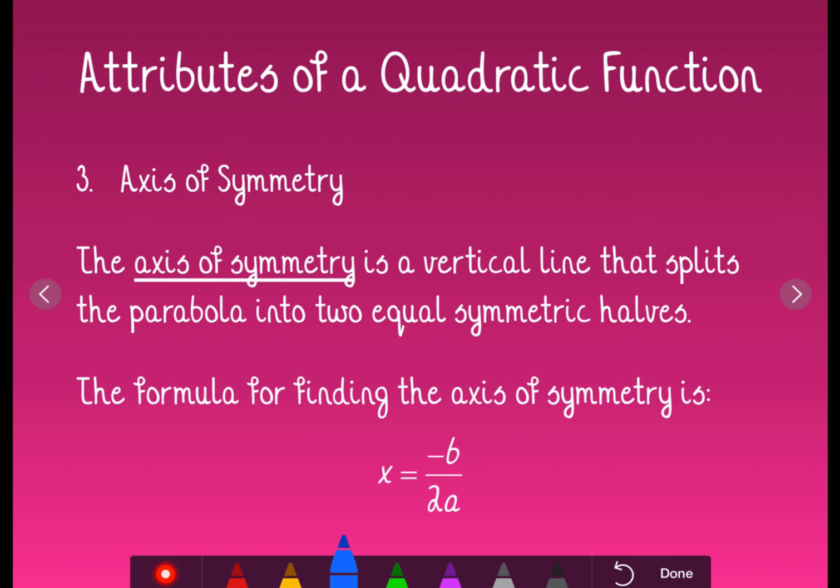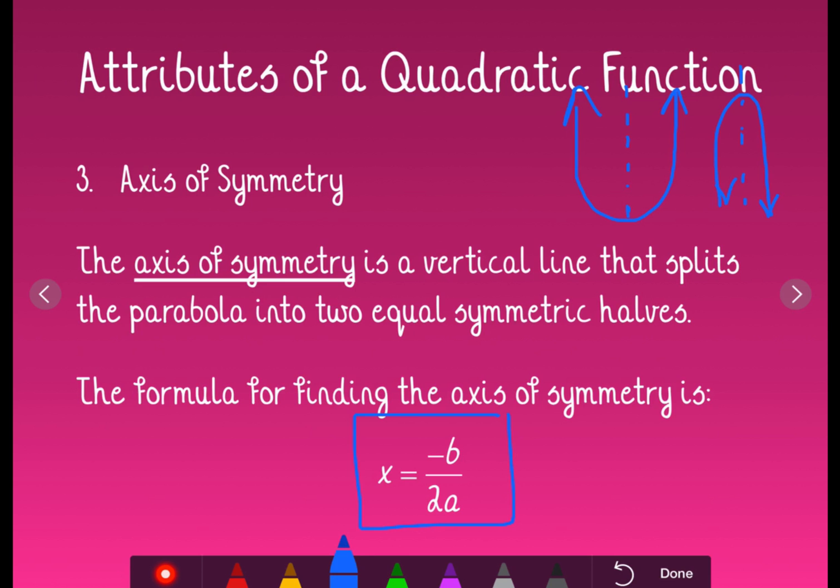Okay. If we remember what our parabolas look like, either upward facing or downward facing, we see that they are symmetric. Okay, so that means we could take a line and slice the parabola into two equal halves. Okay, that line that we can use to slice the parabola into two equal halves is called the axis of symmetry. Okay, there is a formula for finding the axis of symmetry, and that's x equals negative b over 2a. Again, where b and a just represent those coefficients depending on the function.